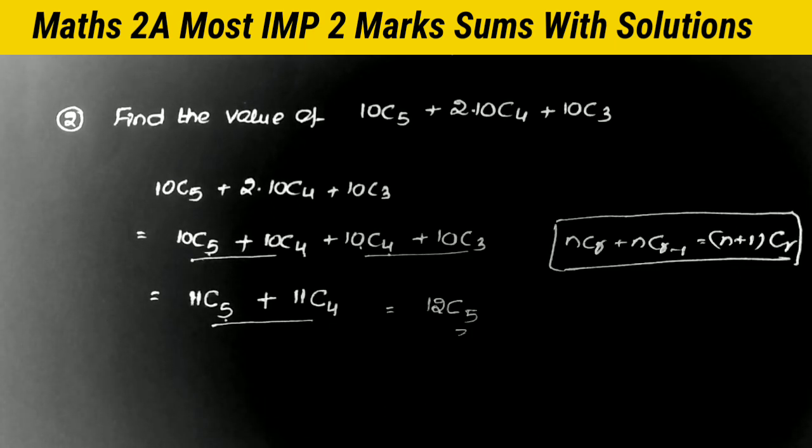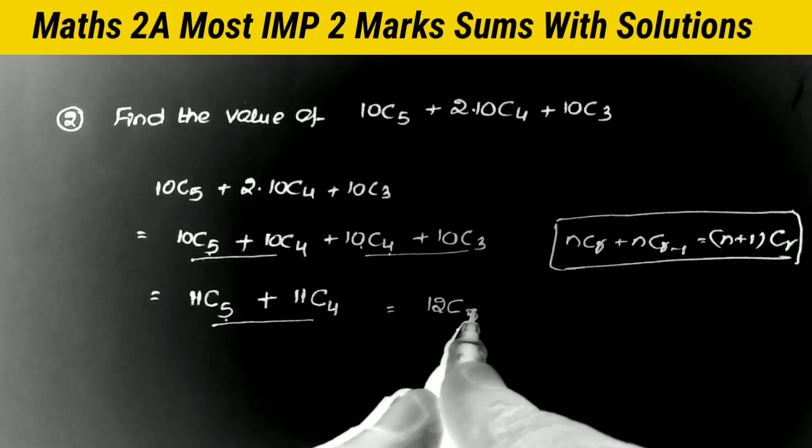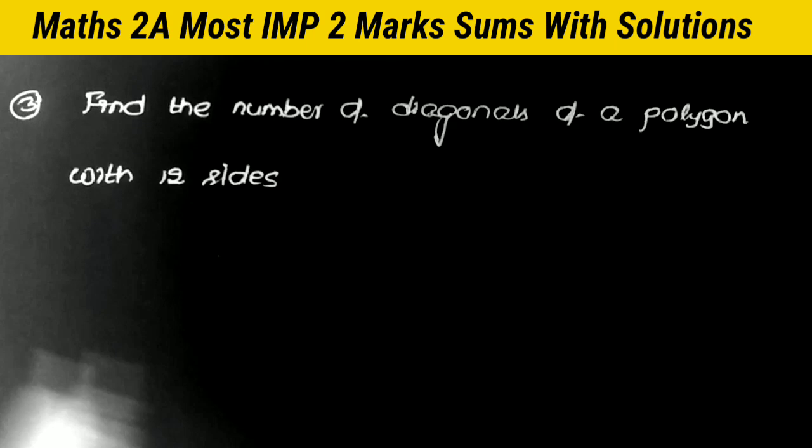So answer is equal to 5. Answer is equal to 12C5. The most important 2 marks problem. Most frequently repeated sum. Next problem.